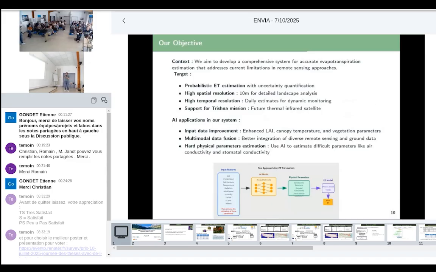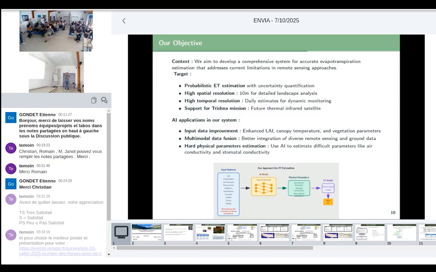So our objective: we aim to develop a model to estimate the evapotranspiration and address these limitations. Our target is to probabilistically estimate the evapotranspiration with high spatial resolution and high temporal resolution. And also, it can support the new Trishna mission.